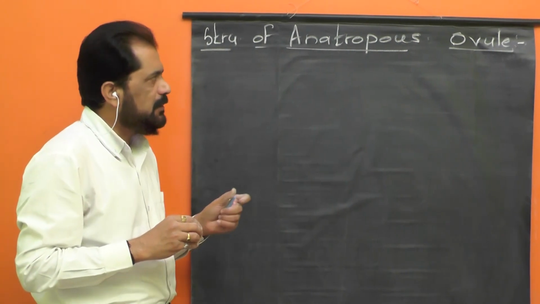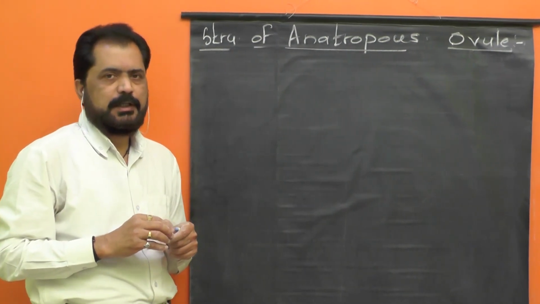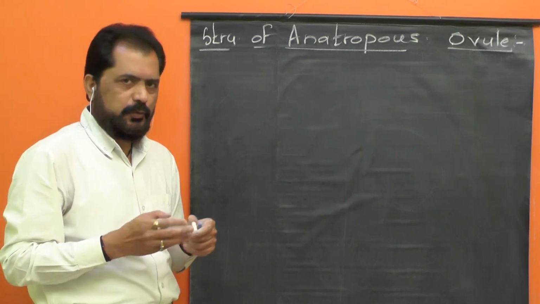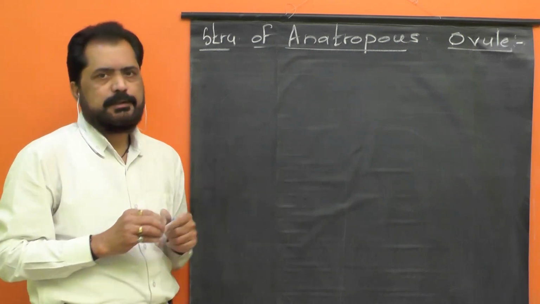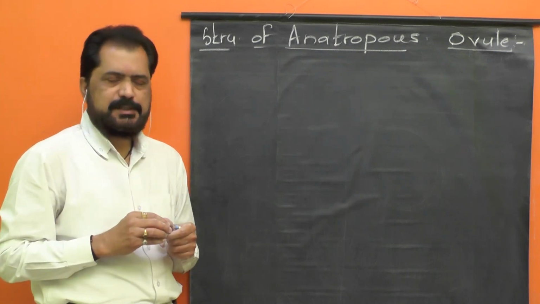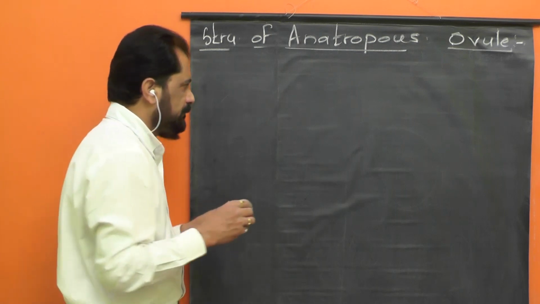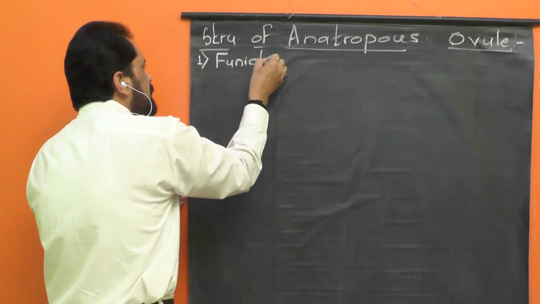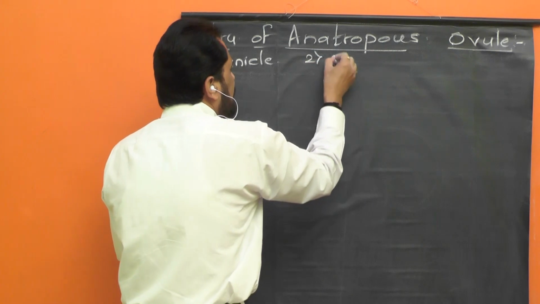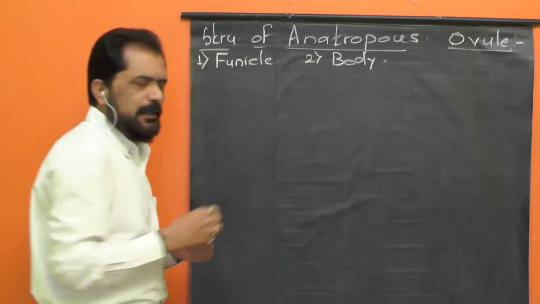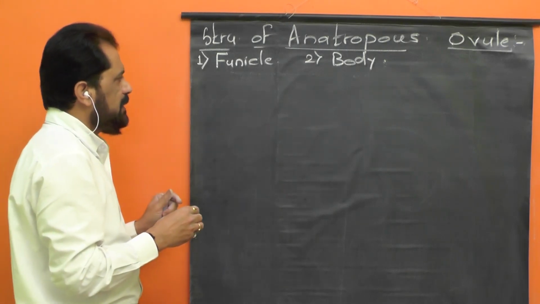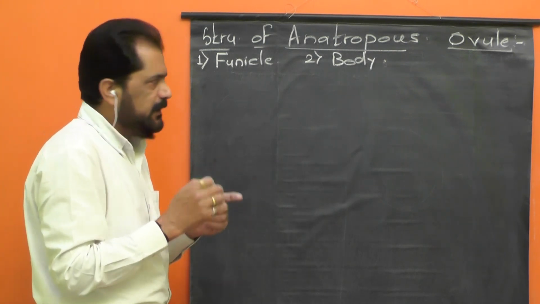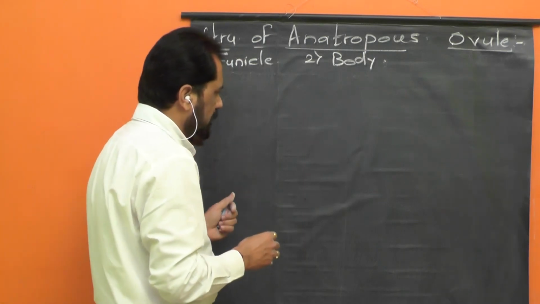Now let us see which are the major parts and what are the functions of the different parts of the anatropous ovule. Basically, I told you a few minutes before, the ovule consists of two main parts, such as funicle and body. So first of all, let us talk about the funicle. Before that, here I am going to draw a rough diagram of the anatropous ovule. Please look at the blackboard.